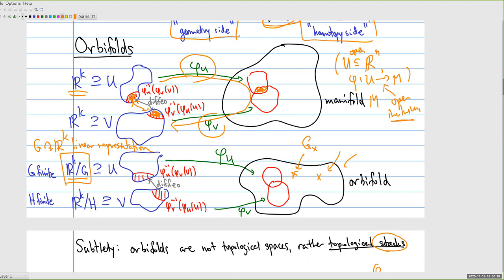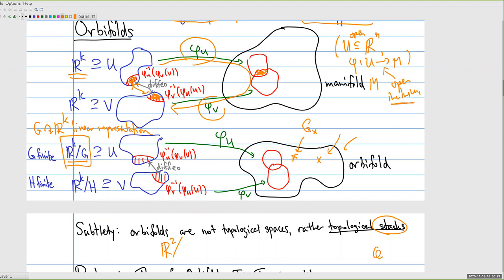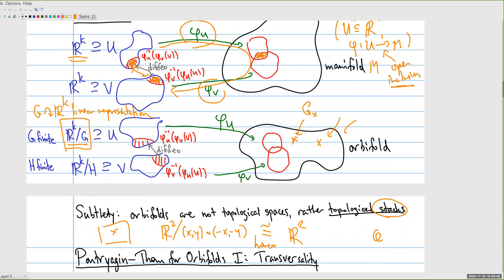So for example, if you took R^2 and you quotient by (x, y) being equivalent to (-x, -y), as a topological space, this is homeomorphic to just R^2. But as an orbifold, it's a stacky quotient. It remembers the fact that the origin was fixed by this action, whereas the other points are not. So as an orbifold, this quotient has some sort of special point at zero. The fact that these groups are not always trivial is the source of lots of interesting things that happen for orbifolds.